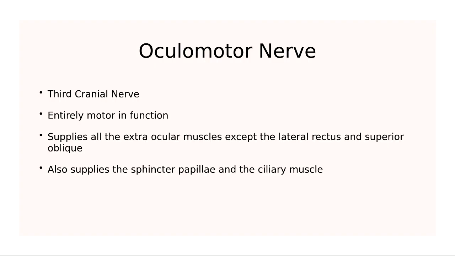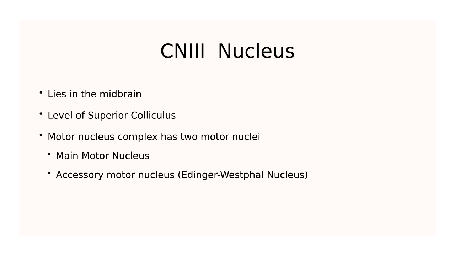We're going to start by discussing the oculomotor nerve, which is the third cranial nerve, which is entirely motor in function. It supplies all the extraocular muscles except the lateral rectus and the superior oblique. It also supplies the sphincter pupillae and the ciliary muscle.